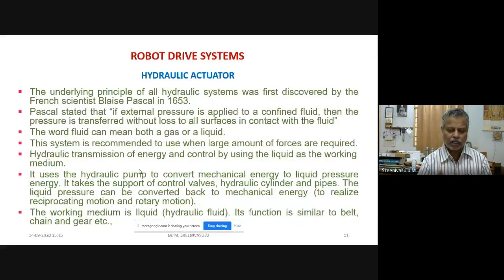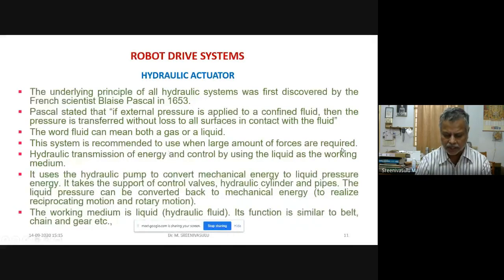Okay, so what are all its characteristics, we will see depending upon the time, and some content has been collected on those grounds also. We will see when the situation demands. There is no problem in it. And we will see in the next slides how exactly this principle is working. So the working fluid can mean both gas or liquid, that is for sure. The system is recommended to use when large amounts of force are required.